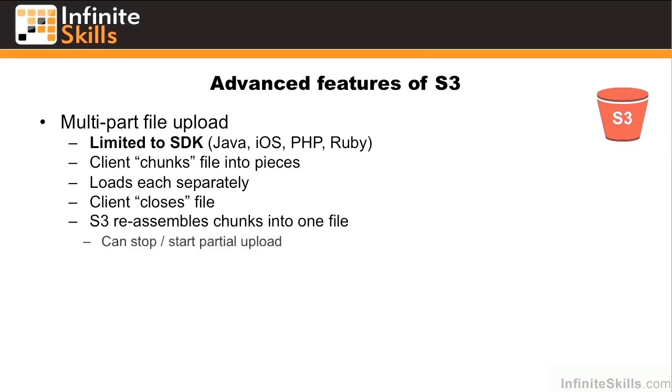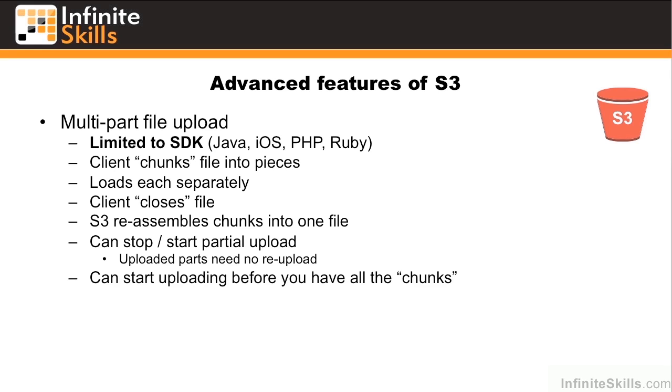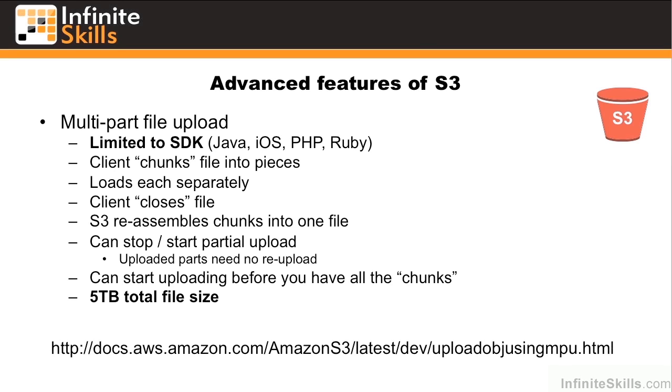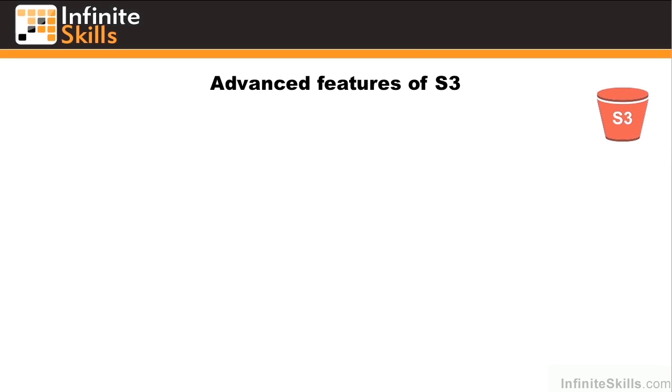Each of these pieces also must be under 5 GB, but S3 can reassemble those chunks into a single file on the S3 side. This allows for start and stop of a partial upload, and the uploaded parts will not need to be re-uploaded. You can also start uploading before you have all of the chunks, and the total file size limit on this is 5 TB. Again, each of the chunks can be no larger than 5 GB. This URL has excellent information about how to do multi-part file uploads.